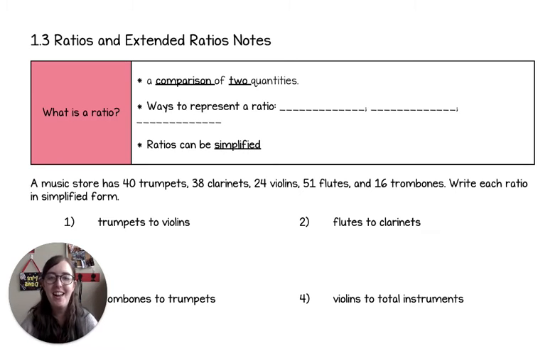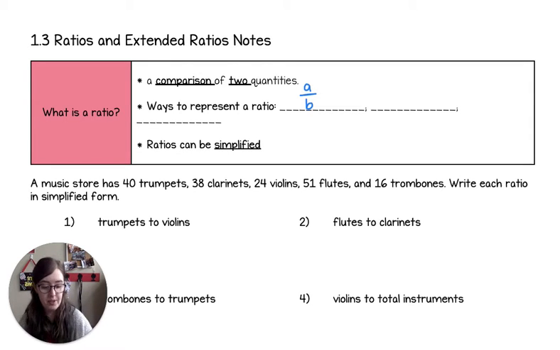Hey everyone, today we're going to talk about ratios and extended ratios. So just a plain old ratio is a comparison of two quantities, and there are three different ways to write it. The most common way is to write it as a fraction, A to B.